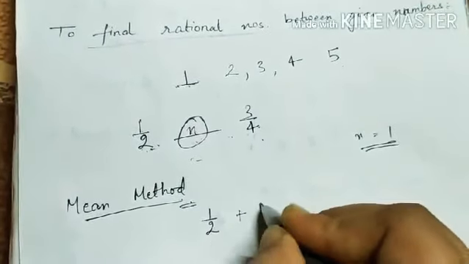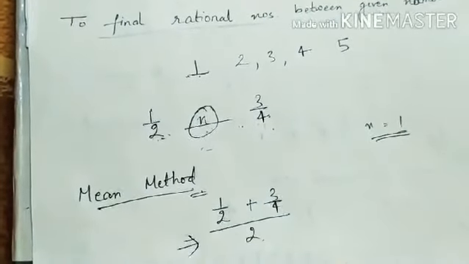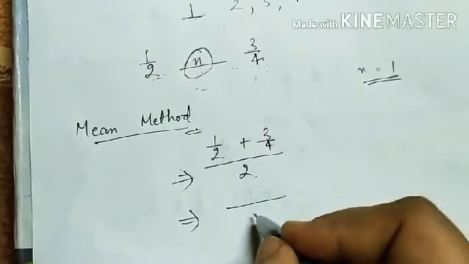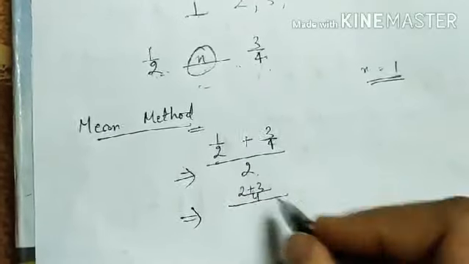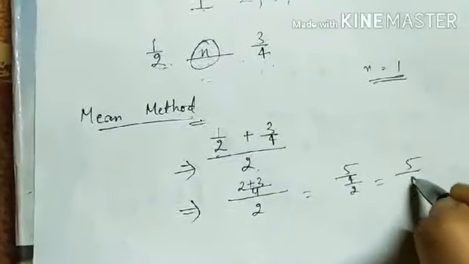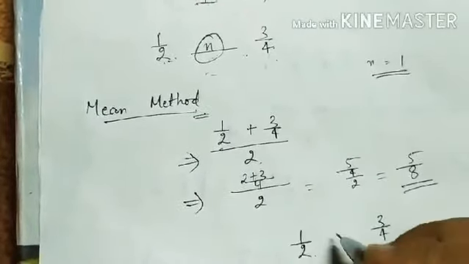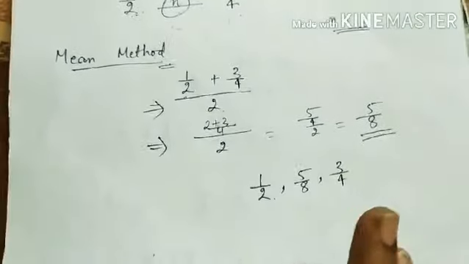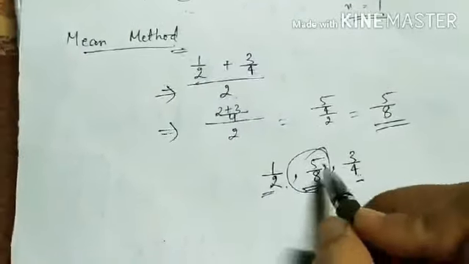1 by 2 plus 3 by 4 upon 2, right? So what it will be? We'll take the LCM of the denominator part. What it will be? 4, and this will be what? 2 plus 3, right? 5/4/2, that is 5/4/2, and it is equal to 5/8, right? तो 1/2 और 3/4 के बीच में जो रैशनल नंबर है वो क्या है? 5/8. Understood? This is one rational number we have found out between 1/2 and 3/4. Between two rational numbers we have found out one rational number.